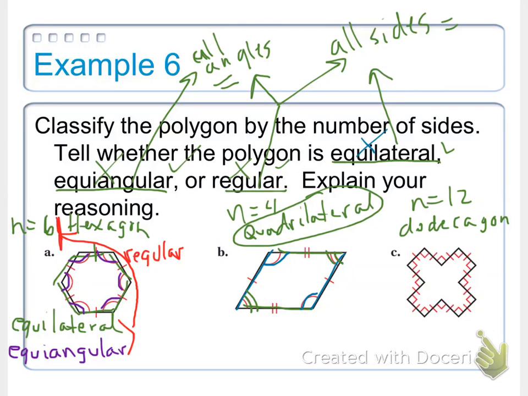Okay, and when I look at it, all the sides have 1 mark. I'm just going to mark the marks. They all have 1 on each side. So it's definitely equilateral. So I'm going to write that in. So I know it's equilateral.